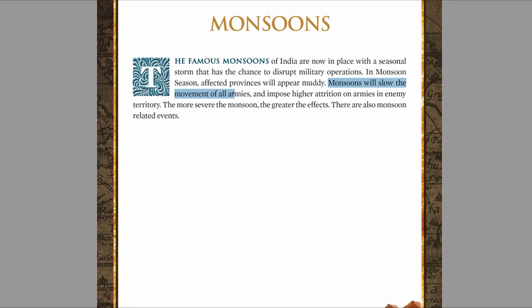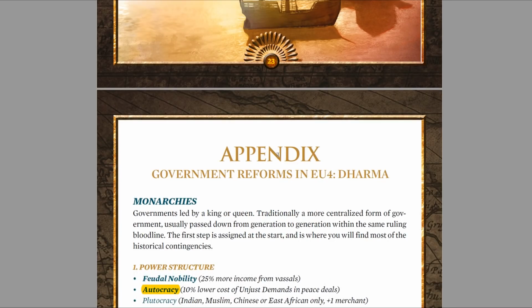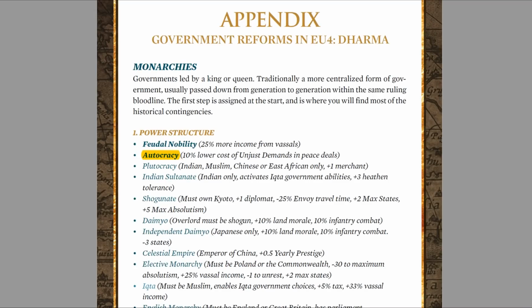And then there are monsoons. Monsoons will slow down movement and cause high attrition. There are monsoon related events. Cool. And that's it. Wow, that was a lot.